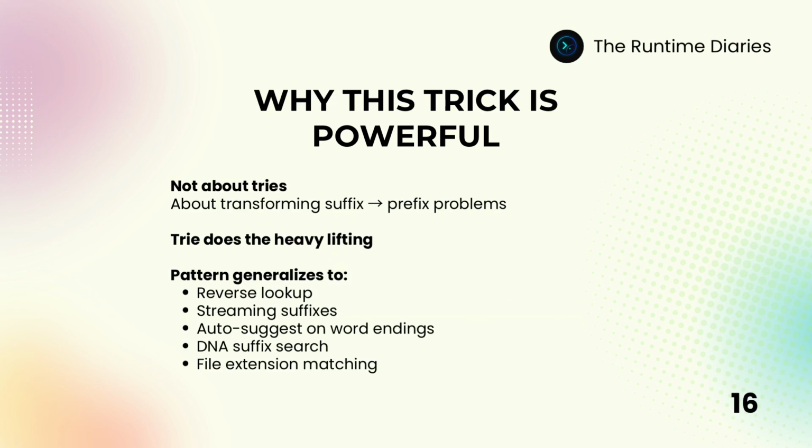This problem isn't really about tries. It's about transforming suffix problems into prefix problems. Once you make that transformation, the trie does the heavy lifting for you. This pattern generalizes to many other domains: reverse lookup, streaming suffixes, auto-suggest on word endings, DNA suffix search, file extension matching. Anytime you're dealing with suffixes, ask yourself, can I reverse the strings and turn this into a prefix problem?